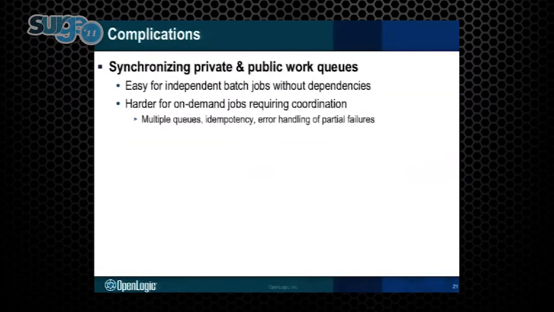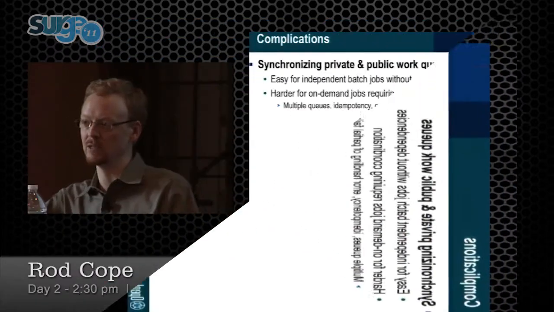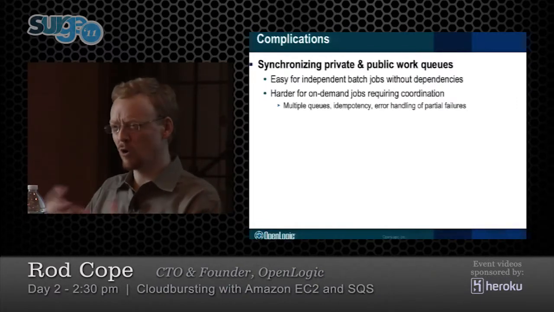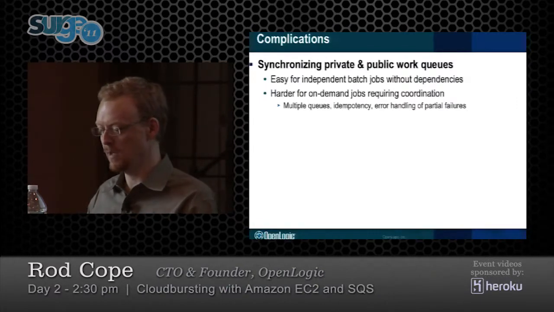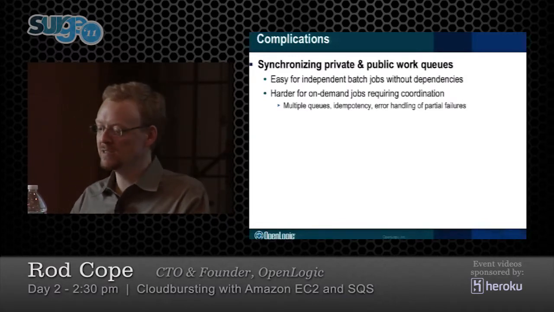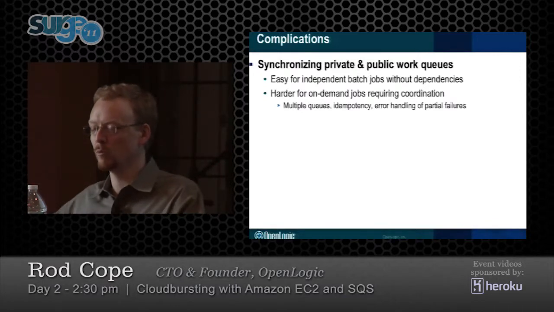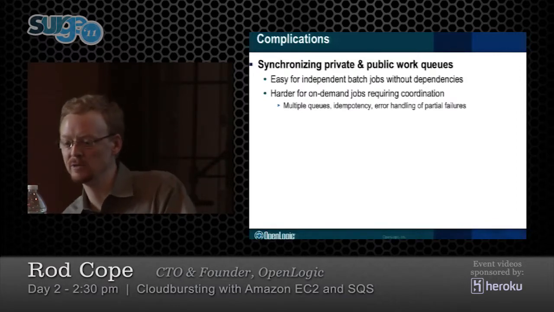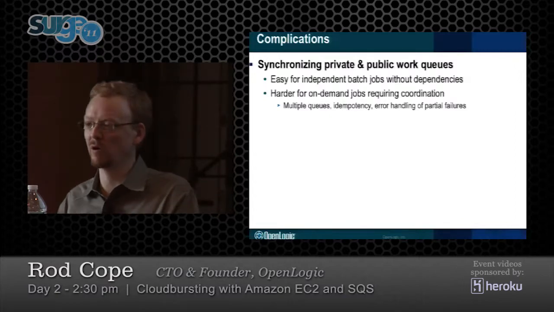Another complication is you've got to synchronize your private and your public work queues. If you're doing this in-house, you've got SQS and Amazon. You may have your own set of queues, and you want to coordinate those and keep them secure and happy. Ideally, if your jobs are independent, that's pretty easy. If you need some extra coordination, if you've got multiple queues, multiple passes, idempotency issues, maybe you need to deal with partial failures, that error handling gets pretty nasty. So again, if you can avoid it, don't have any dependencies and make these jobs self-contained, independent chunks that can go wherever. It makes everything easier.